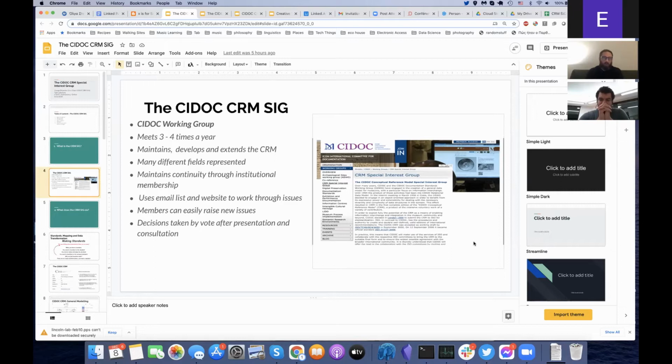We communicate via an email list, which I'll give you later on, and our website to work through issues on the standard. We take decisions in a democratic way after making presentations of issues that exist, having discussions on how to solve them, and then voting on proposed solutions.